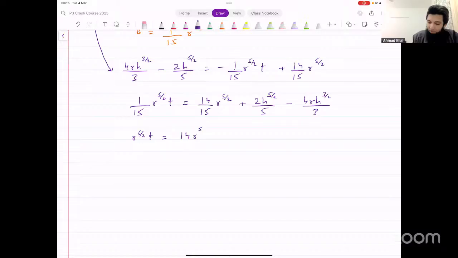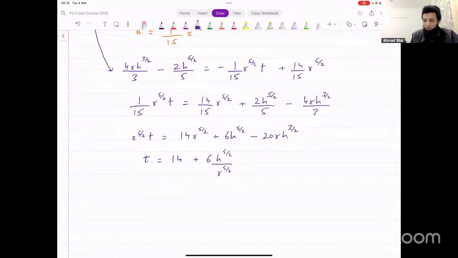14r raised to power 5 over 2 plus 2 into 3, that would be 6h raised to power 5 over 2, minus 4 times 5 is 20, 20rh raised to power 3 over 2, and now divide r raised to power 5 over 2 on the other side. R raised to power 5 over 2 gets cancelled in the first term, and that leaves you with 14 plus 6h raised to power 5 over 2 divided by r raised to power 5 over 2.